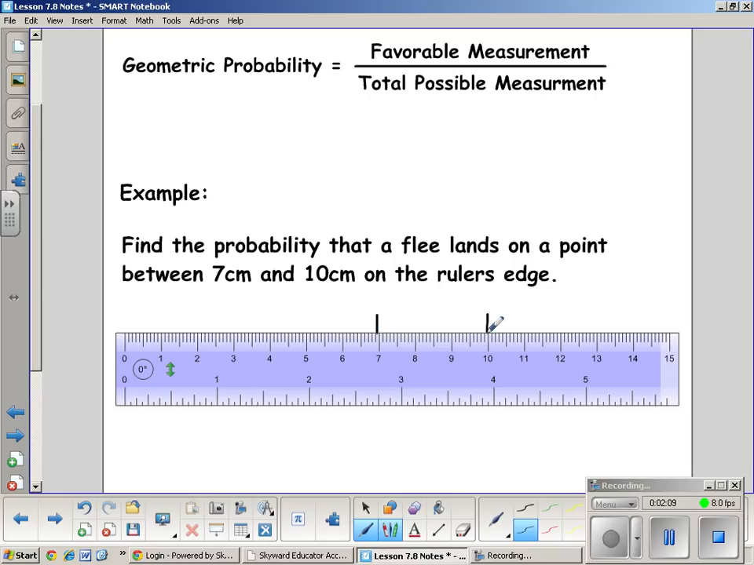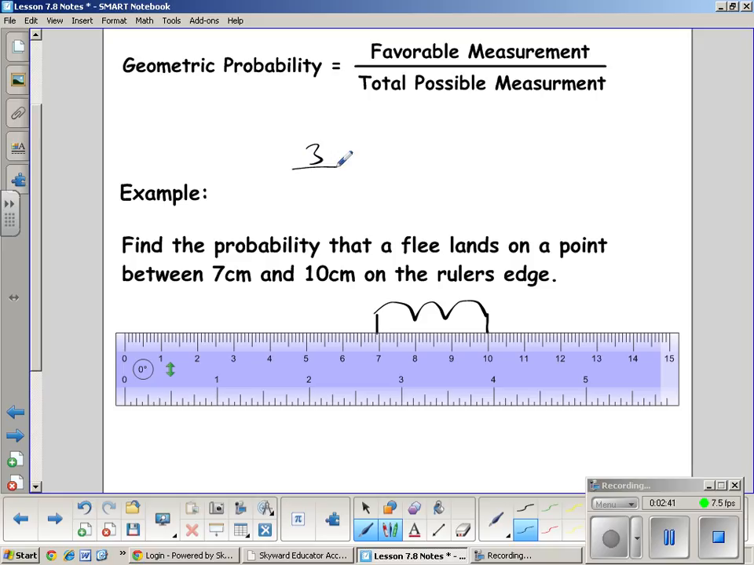And so we'd have to look at that and say, well, what would the measurement be? How much of the ruler is between 7 and 10? How many of the units? 3 units. 7 to 10. It says between 7 and 10. From here to there is 1, 2, 3. So there's 3 units there. And so my favorable measurement would be if he lands somewhere in those 3 units.